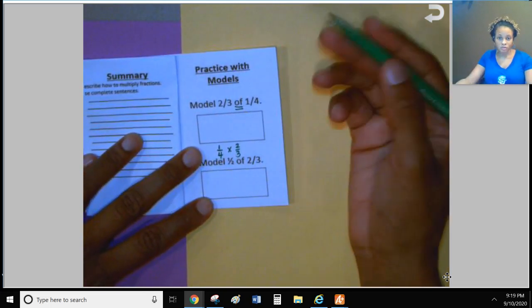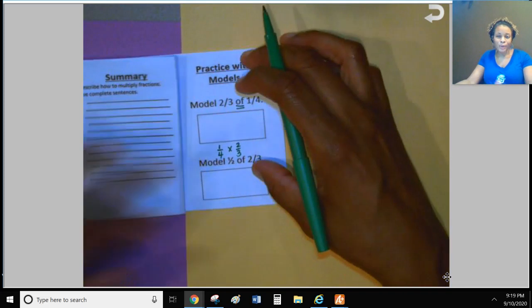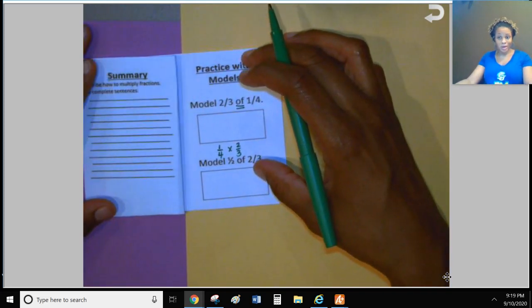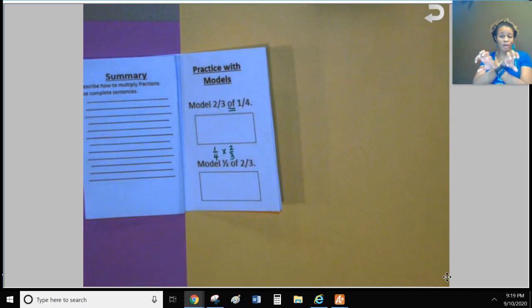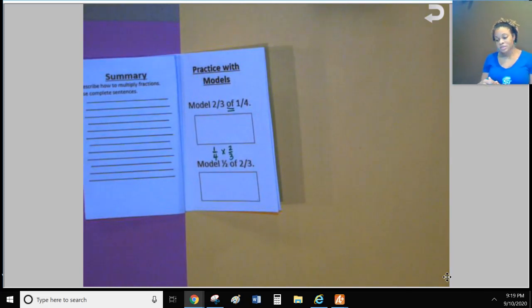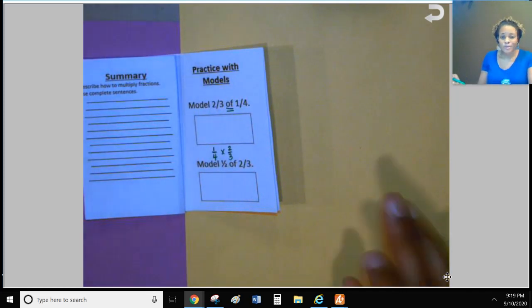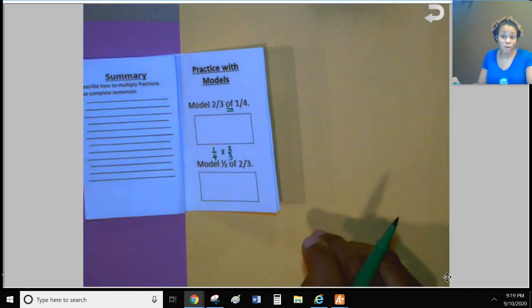Model 2/3 of 1/4. Does it matter the order? Actually, it doesn't matter because multiplication is commutative. That means that the numbers can be switched around and the product, or the answer, would still be the same. But because of the way it's worded, it makes a difference for me. Probably not for you. And like I said, it's the commutative property, which you'll learn later in the year. You can switch the order around for multiplication and addition. Those are both commutative properties.